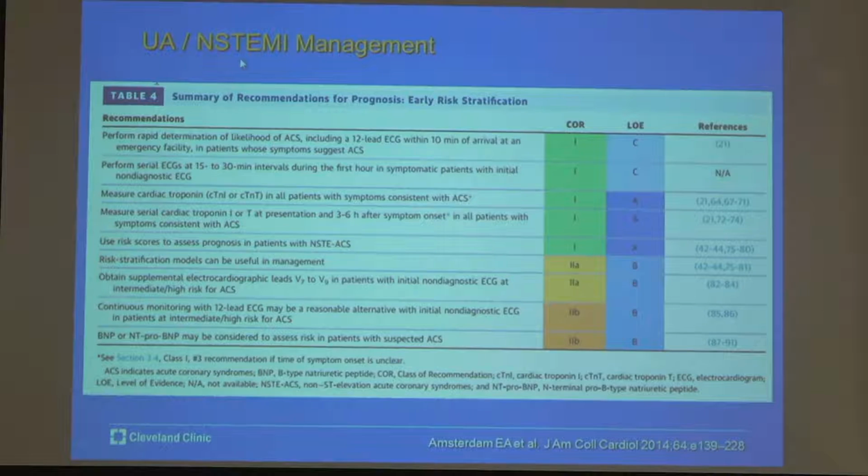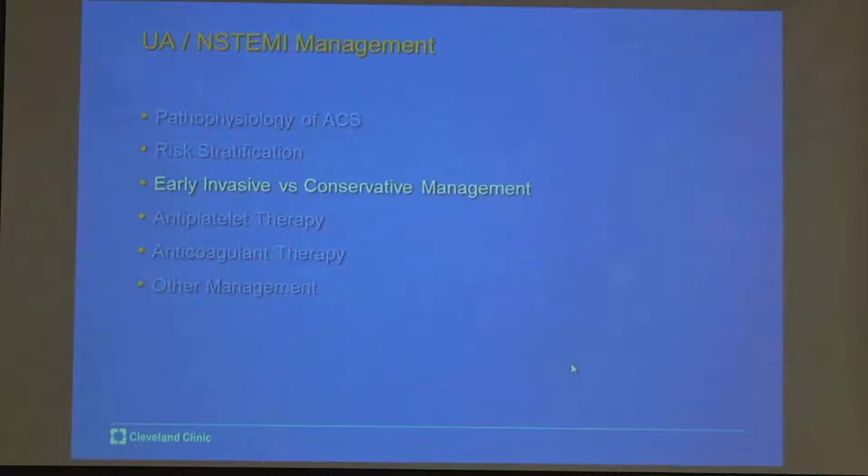If you look at the guidelines, it says that you have to perform the ECG in 10 minutes, you have to draw the troponins, and you have to do serial enzyme assessment for these patients. Risk stratification then is very important. BNP is plus minus, a class 2B indication. And if you have patients who are having chest pain and you suspect that this is a posterior wall myocardial infarction, you may want to do right-sided or posterior ECGs, and that is a class 2A indication.